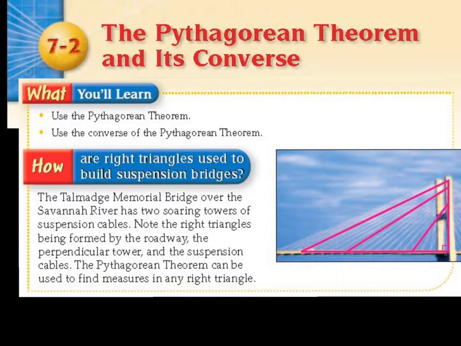The Talmadge Memorial Bridge over the Savannah River has two soaring towers of suspension cables. Note the right triangles being formed by the roadway and the perpendicular tower and the suspension cables. The Pythagorean theorem can be used to find the measures of any right triangle.